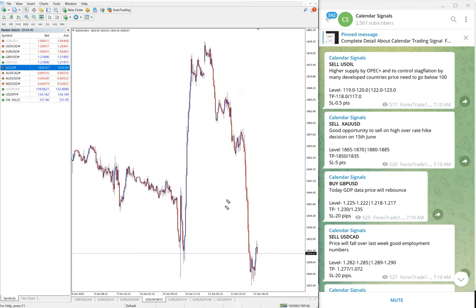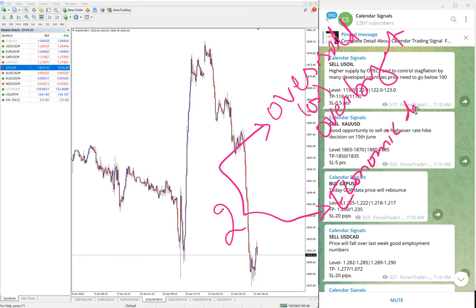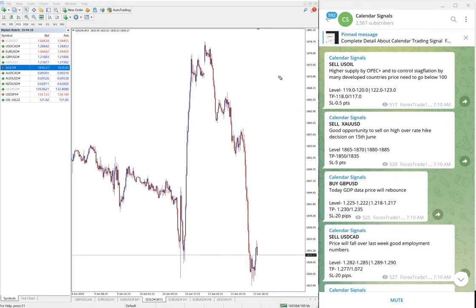Now on calendar signal, we give signals based on two reasons. One is oversold or overbought conditions, and the second reason we consider while giving signals on the calendar signal channel is economic data or news. Based on these reasons we give signals on the calendar signal channel.